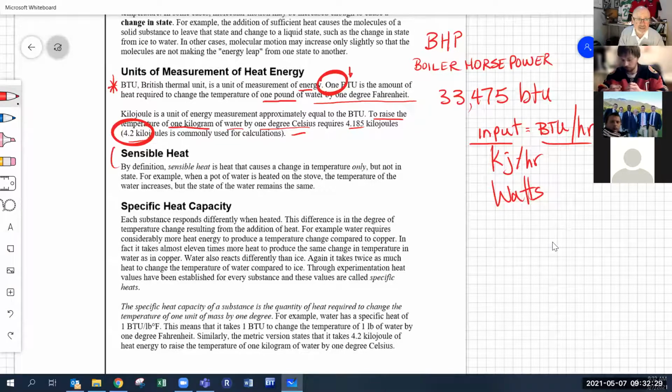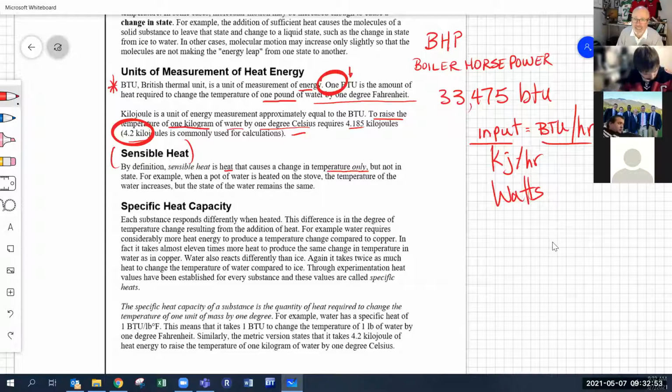Sensible heat, which is really important. Sensible heat is the heat that causes a change in temperature only, not in state. It is how much heat is required to change the temperature.